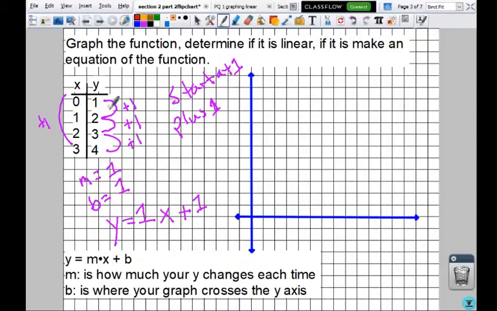So I have 0, 1, my first point. Left and right 0, up 1. And I'm going to put my dot there. And then I'm going to graph the rest of this table. I have 1, 2, and then 2, 3, and then I have 3, 4.